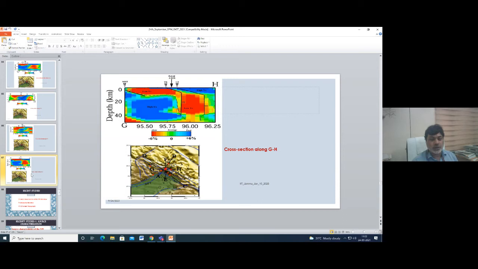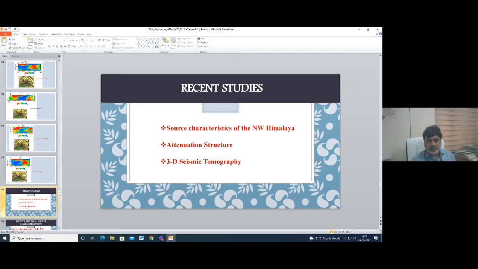The structure of the dam will be earthquake risk resilient by taking all care of the attenuating seismic waves. I want to show the recent study of the source characterization of Northwest Himalaya, attenuation structure and 3D seismic tomography.